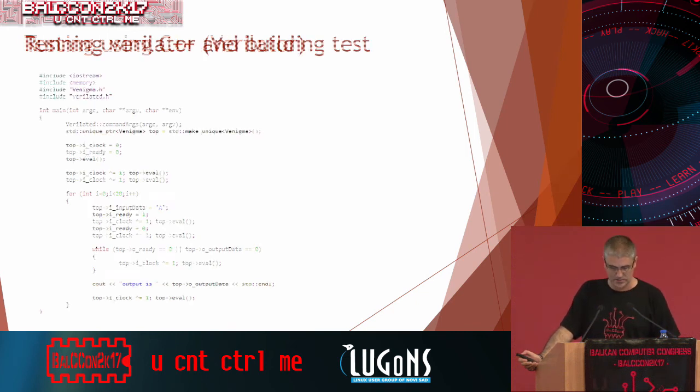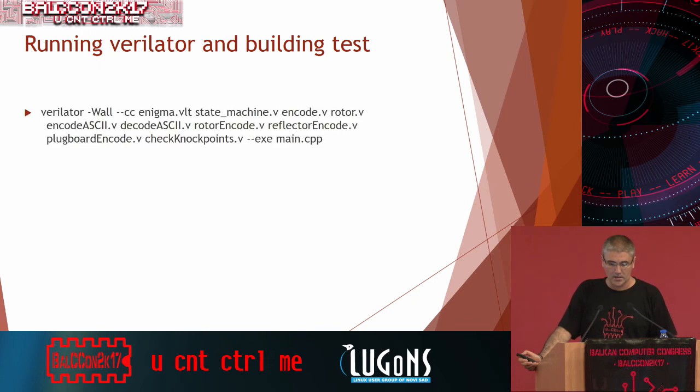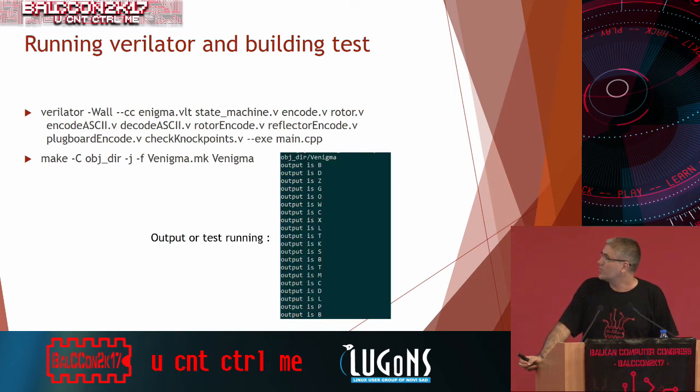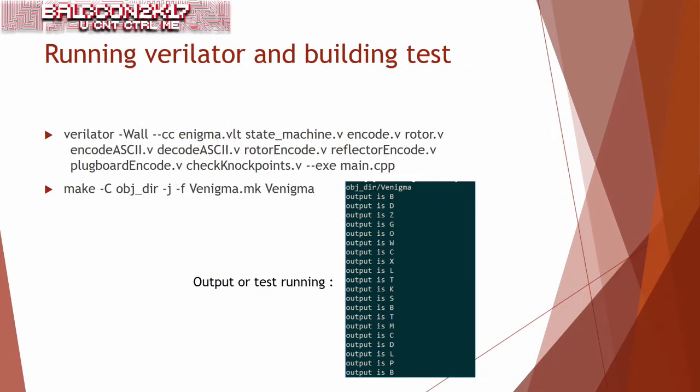And how do we run it? Well, we have this large command line. We make output, and we get this. I'm just sending the letter A, and then I get these codes. So this is the first press of A, I get B. Next press, I get D, then Z, G, O, W, and so on.